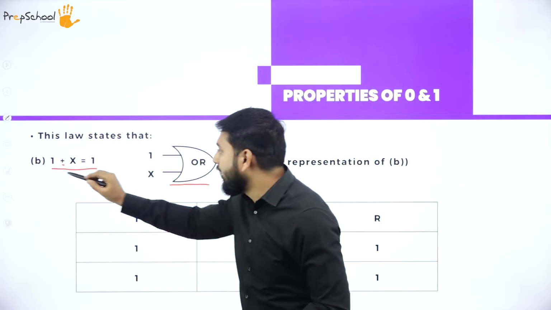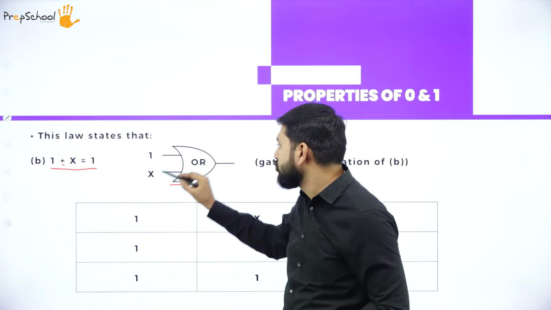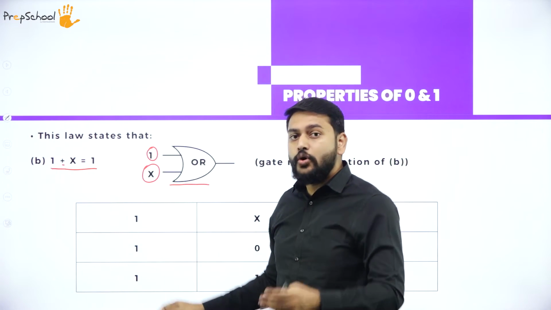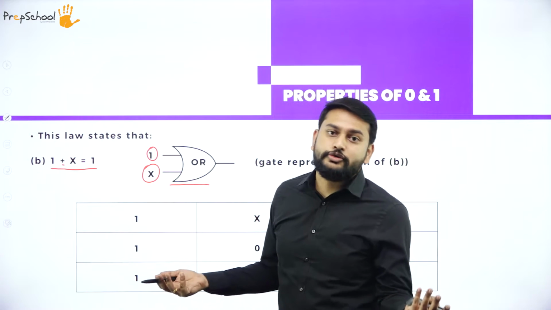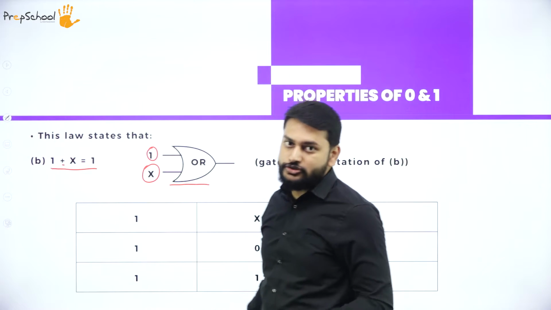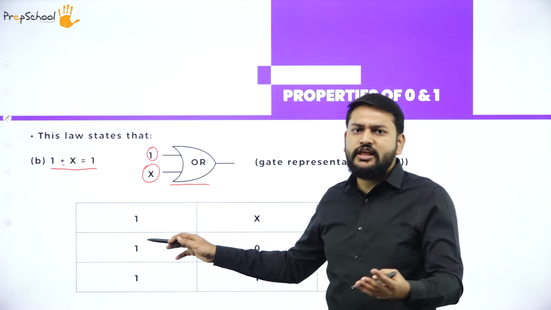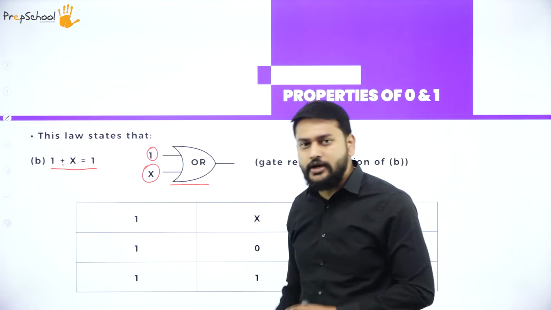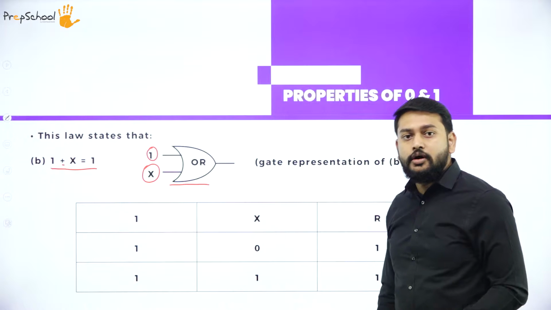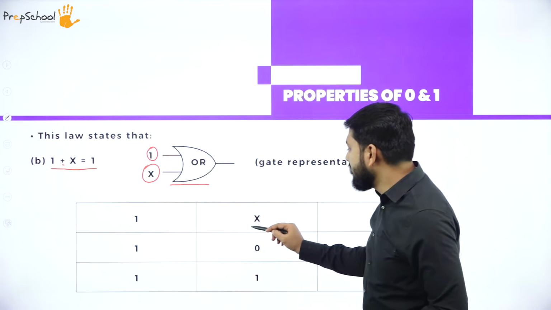So how many inputs do we have? We have 1 and x. We have 2 inputs. So I'll write 1 and x. Do I know the value of x? No, I don't know the value of x. So fine, I'll write the truth table for that. Already I have 1, so my input should be 1 and 1. The next one is x.